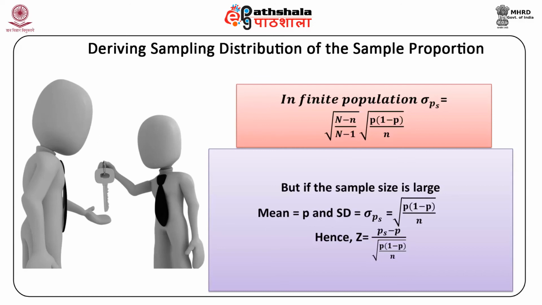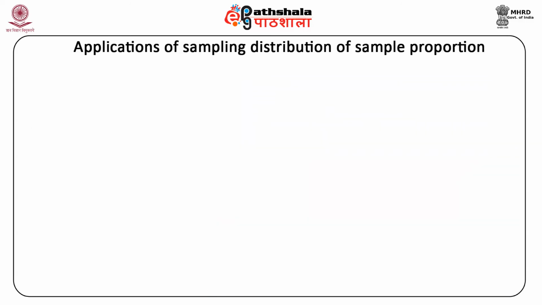The probability that Ps is less than or equal to 0.28 is equal to the probability that Z is less than or equal to 0.28 minus 0.35 upon 0.0302. This is equal to the probability that Z is less than or equal to minus 2.32, and is equal to 0.0102. This means the probability of obtaining a sample proportion of success to be no more than 0.28 is approximately 1%.